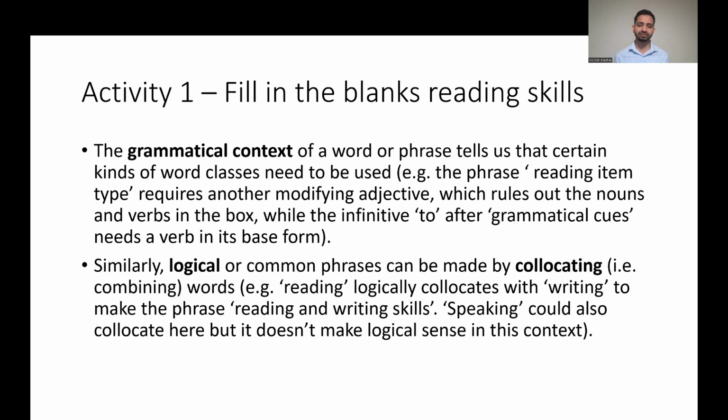If you think about contextual, logical phrases, they can be made by collocating. For example, here, reading logically collocates with writing, right? So reading and writing make the phrase reading and writing skills. Speaking can also be correct. Reading and speaking could also be correct here, but it doesn't make logical sense, right? So when you use collocation, use it with caution, because sometimes reading and speaking can also collocate together. Reading and listening can also collocate together, but this one is reading and writing. In the start, it gives you the answer very easily. When it's talking about reading and writing, logically, it should be reading and writing. It shouldn't be reading and speaking.